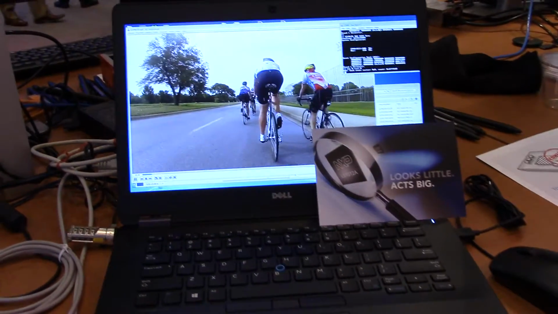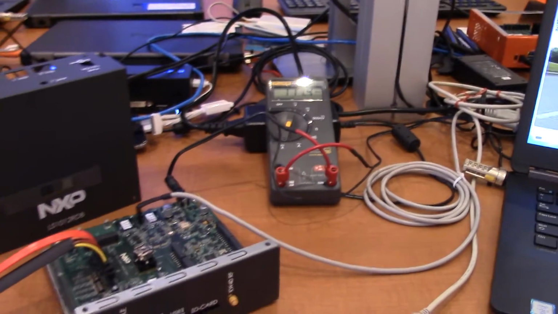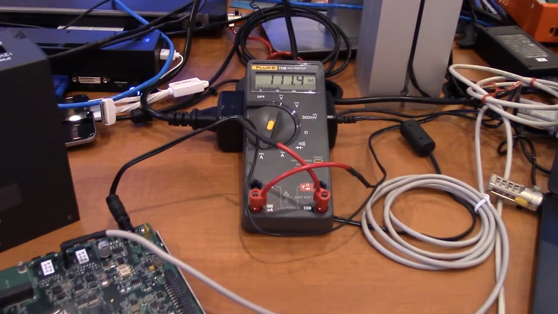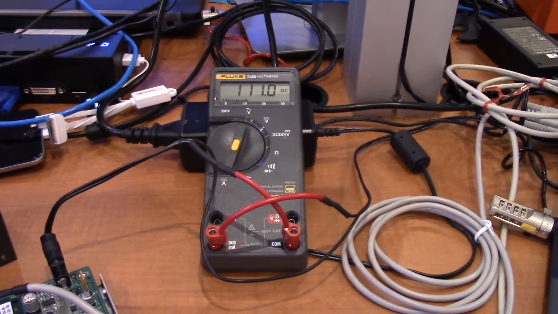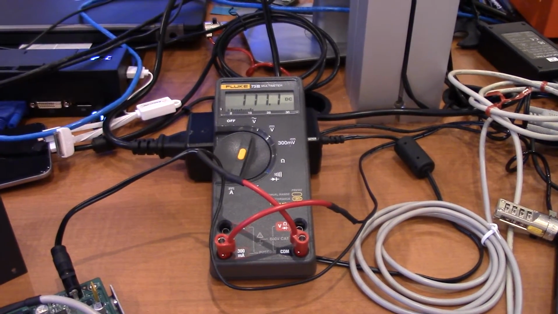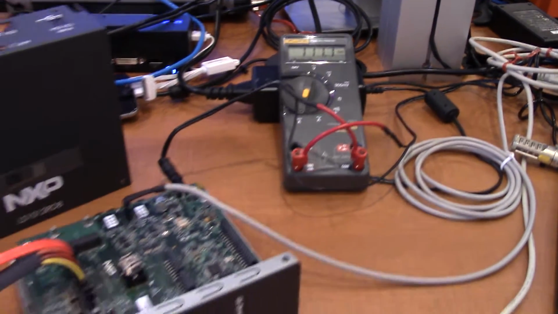And we're also measuring the power consumption. So although it's not been tuned yet, we're getting very low power consumption. So just over a watt of power consumption for the whole board, including the SSD device, which is outstanding.